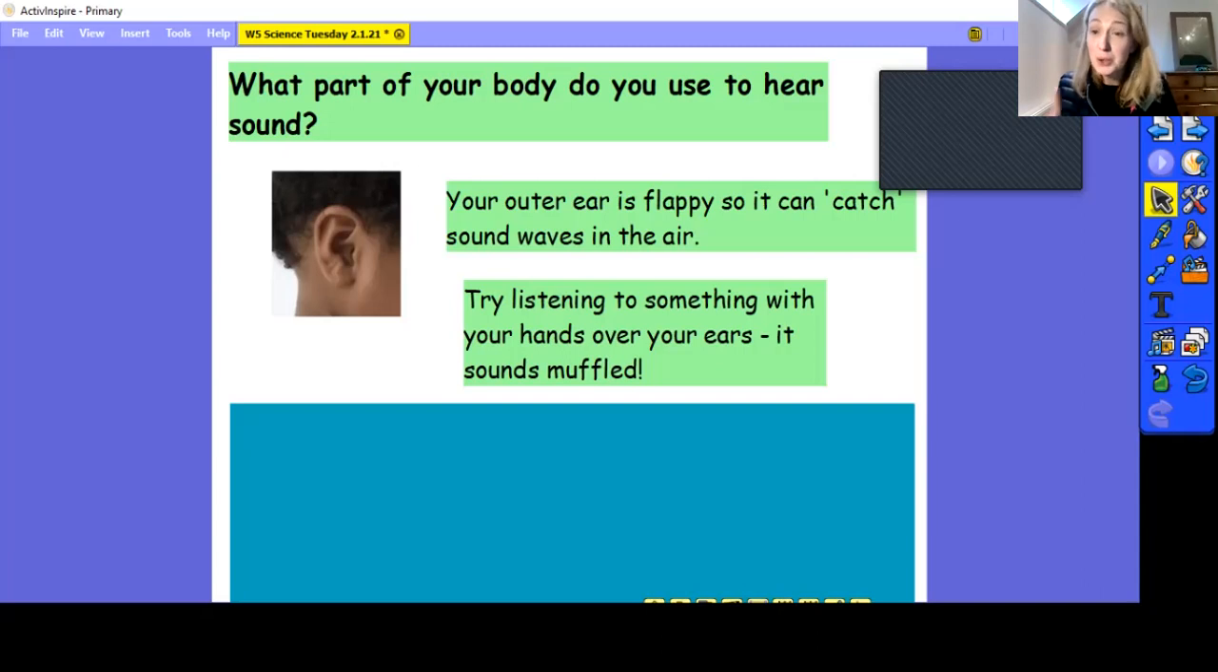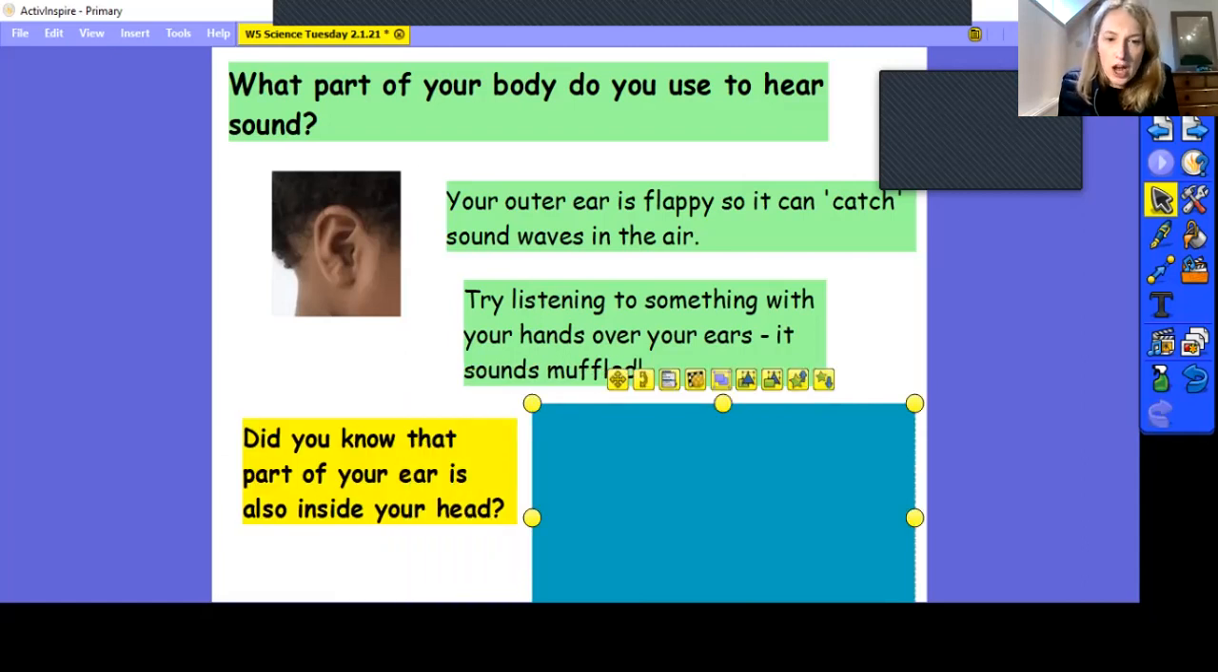It's magic. Also, we know that if we try listening to something with our hands over our ears, it sounds all muffled. It won't work if you're talking yourself because you can sort of hear it inside your head. But if you get a brother or sister to talk to you, and you put your hands over your ears, you'll notice straight away it sounds a bit muffled because those sound waves are finding it harder to get to your ears.